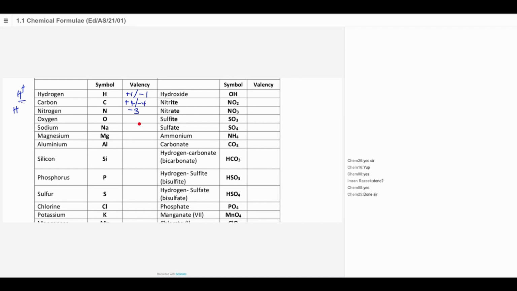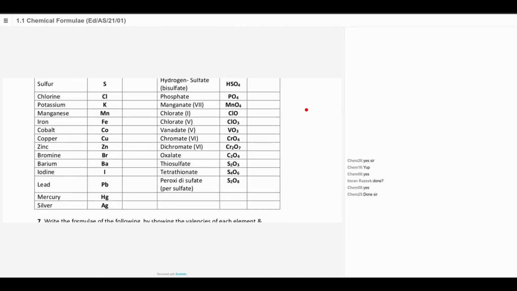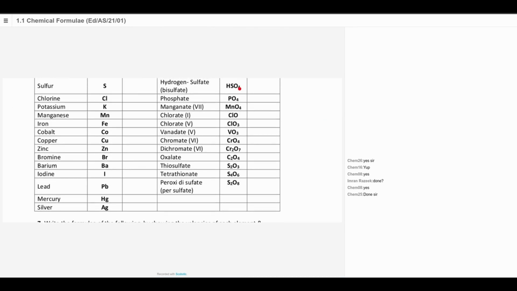Again, don't memorize any of these valencies of elements. Valence will be given in capital Roman numerals. Group 1 is +1. If it's a multivalency element, the valence will be given. If it's a normal element, it's on the periodic table. Aluminium is +3, silicon is +4 or -4. Phosphorus is -3. Sulfur is -2, chlorine -1, potassium +1, manganese is +2 or +7.